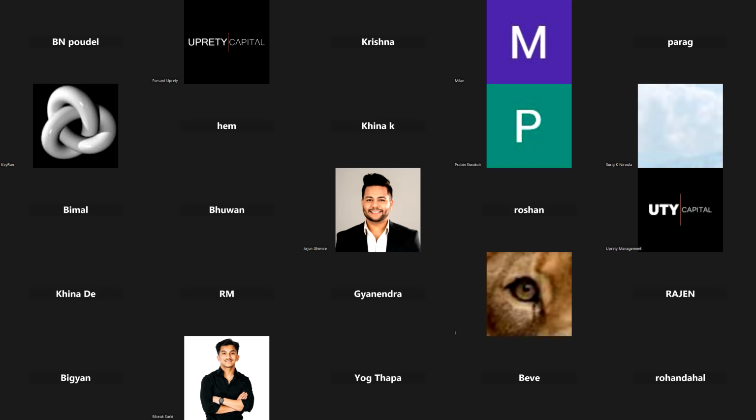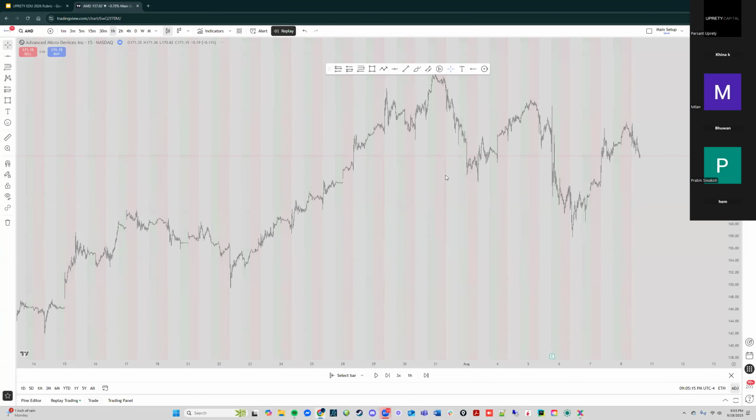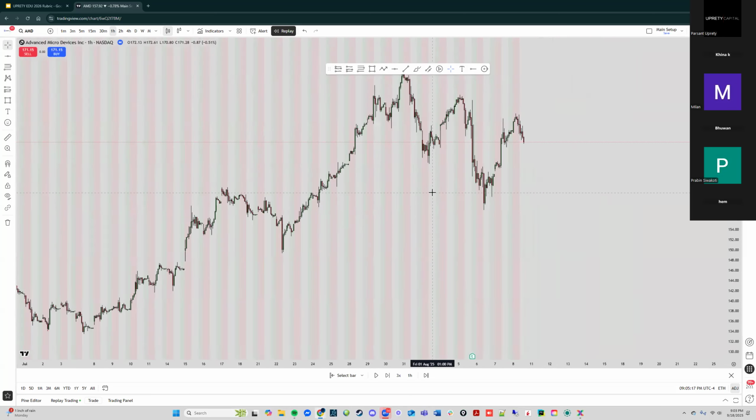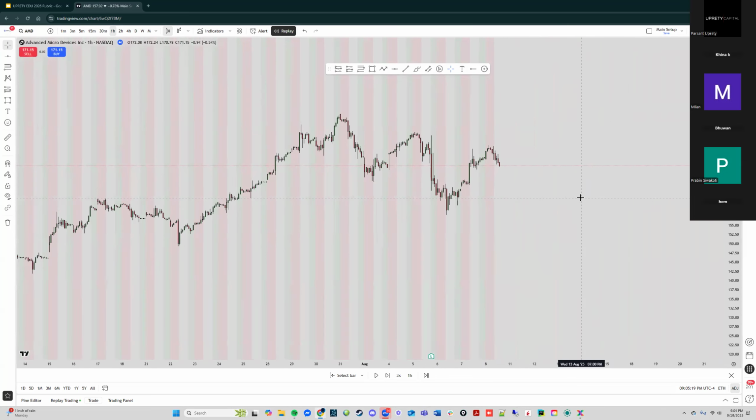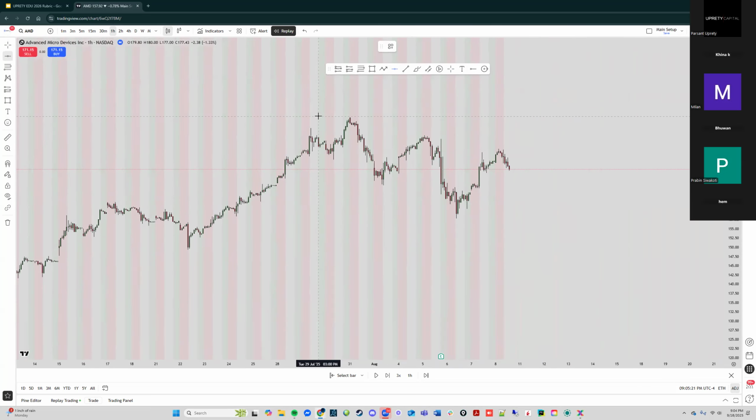Yeah, I have to turn it off so nobody can see. Okay, so we're going to stay on the 1 hour time frame here. We're going to do our levels. You guys tell me if you want to change any levels, anything like that, as we go.